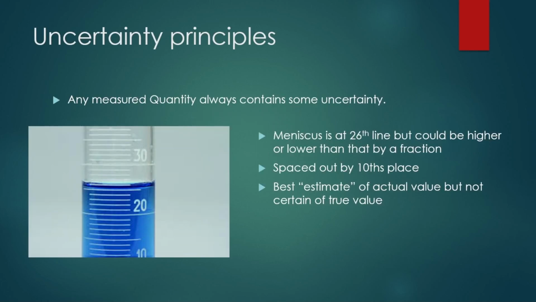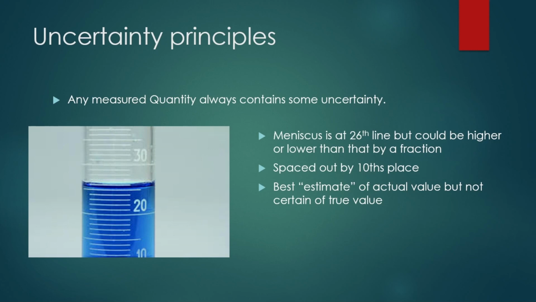But any measured quantity always contains some uncertainty. So what do we mean by uncertainty? It means that we don't really know how accurate a value is. It could be exact, it could be close, it could be completely off. We never know 100% if something is certain. We can be accurate or precise, but not certain.